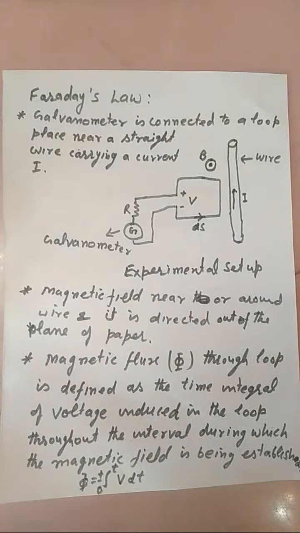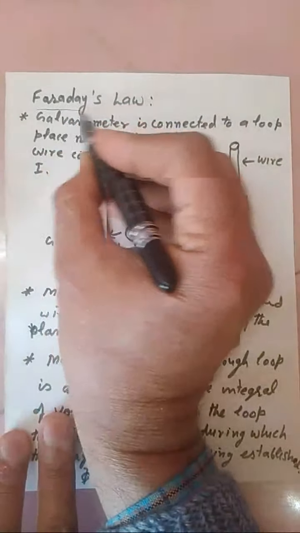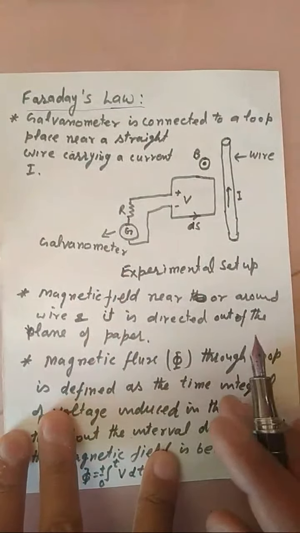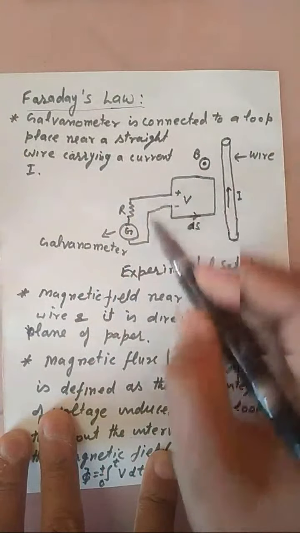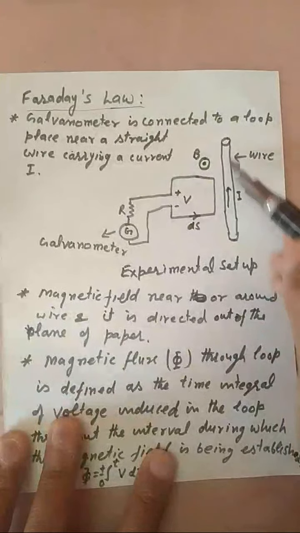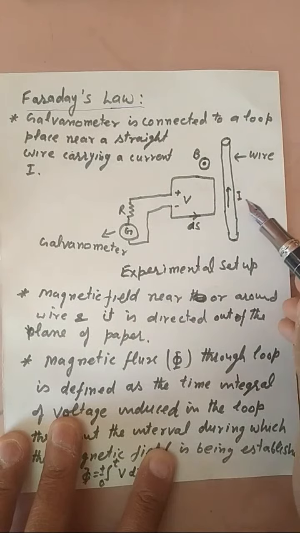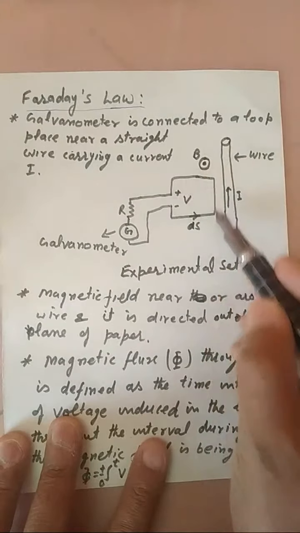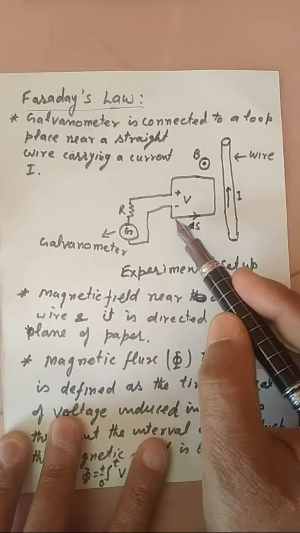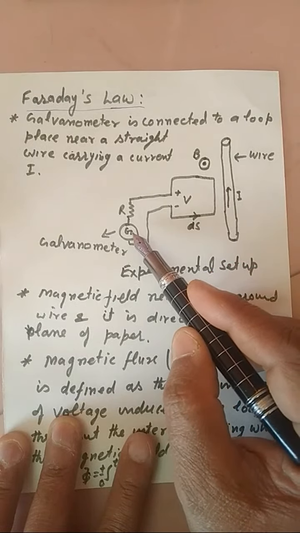Here in this video, we will discuss Faraday's law. This is the experimental setup for Faraday's law. This is representing the long wire, which carries the current I. And here this is representing the loop, which is connected with the galvanometer.